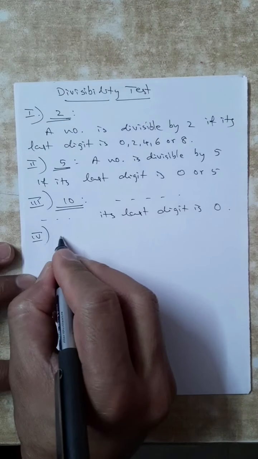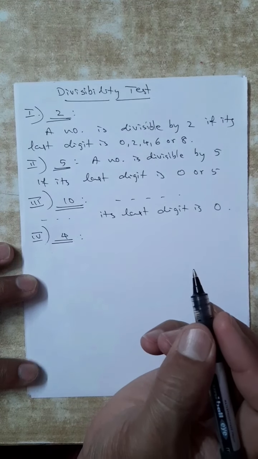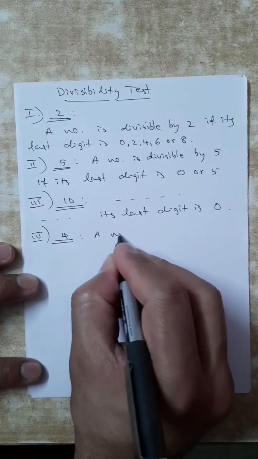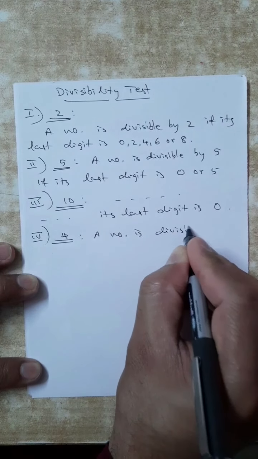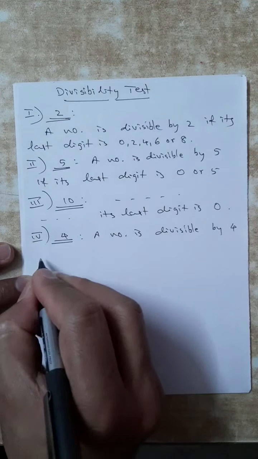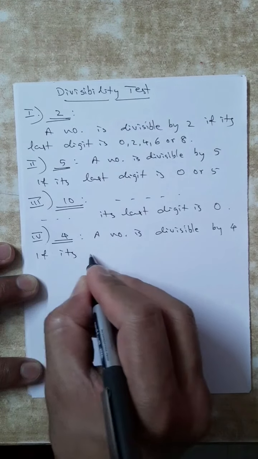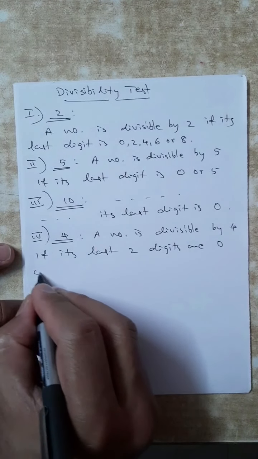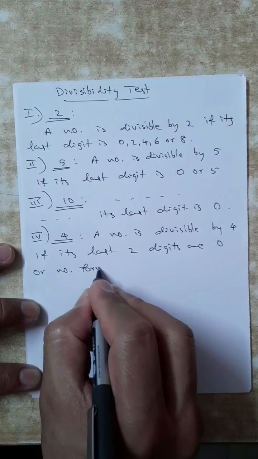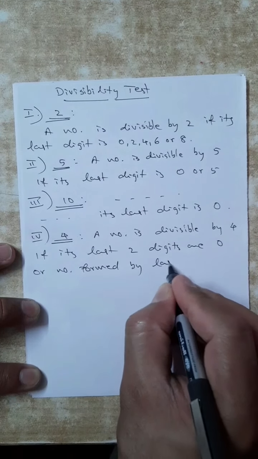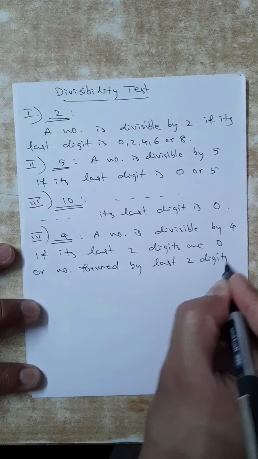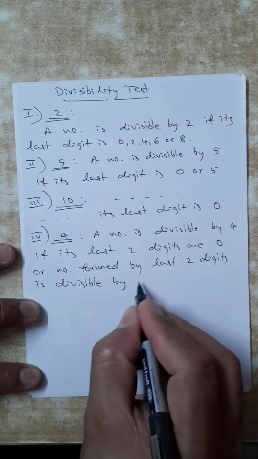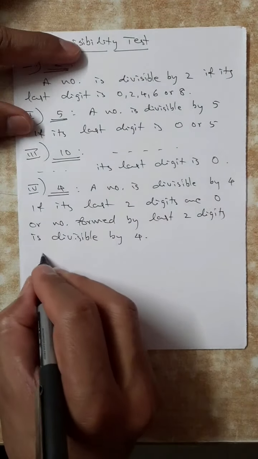Fourth, divisibility test of 4. What is the divisibility test of 4? Same sentence we will repeat. A number is divisible by 4 if its last 2 digits are 0 or number formed by last 2 digits is divisible by 4. This I will show with example.